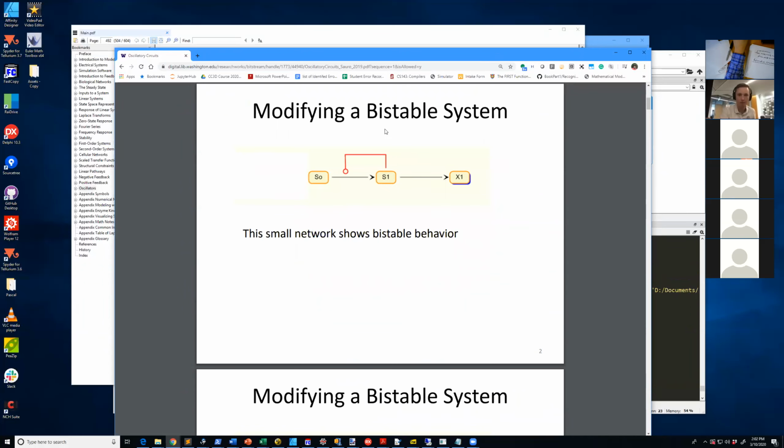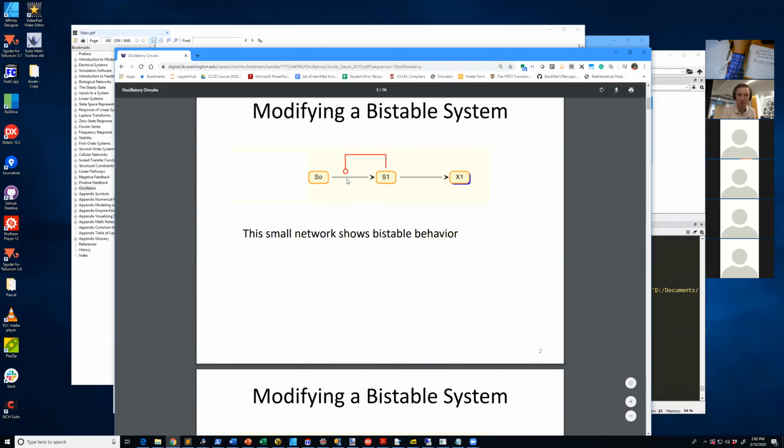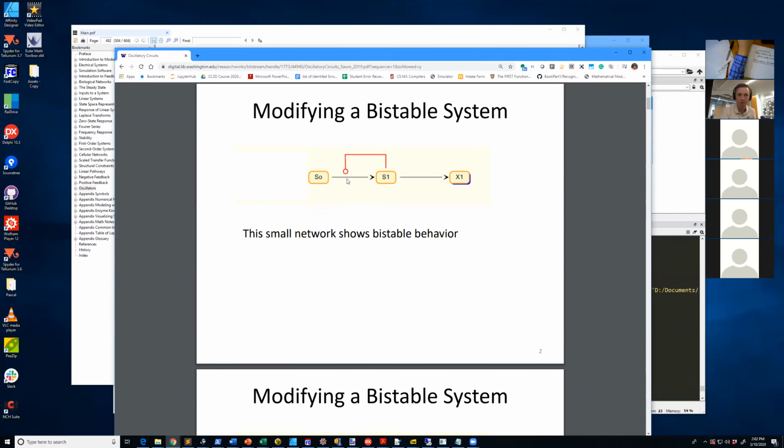Okay, so this here is a simple bistable system. S0 is fixed, X1 is fixed, and I've got a positive feedback here. This will behave just like we've seen before. It'll show that S-shaped curve. It has two stable states, one unstable one.